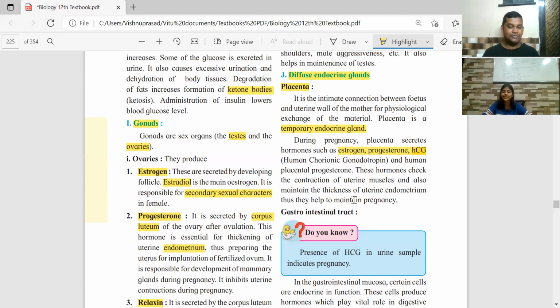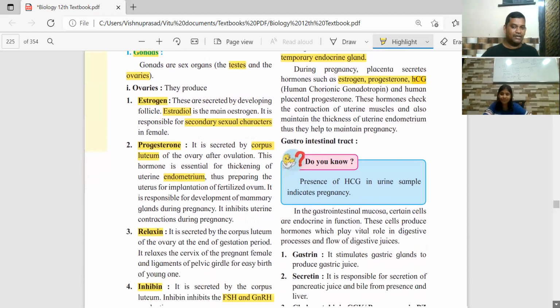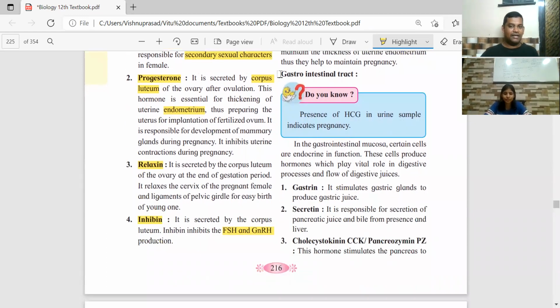Needless to say, this is only in females. We can never hear that a male has got a placenta. It is associated with pregnancy and child delivery. So that's one of the glands we have learned, the placenta. Then the next one we have is the gastrointestinal tract.